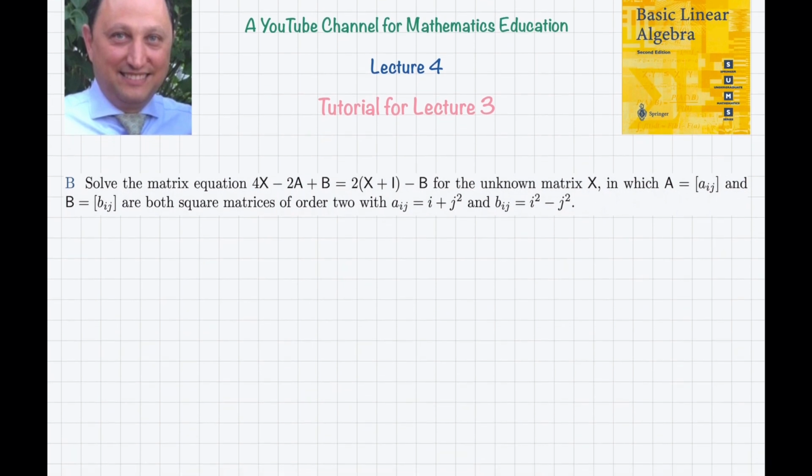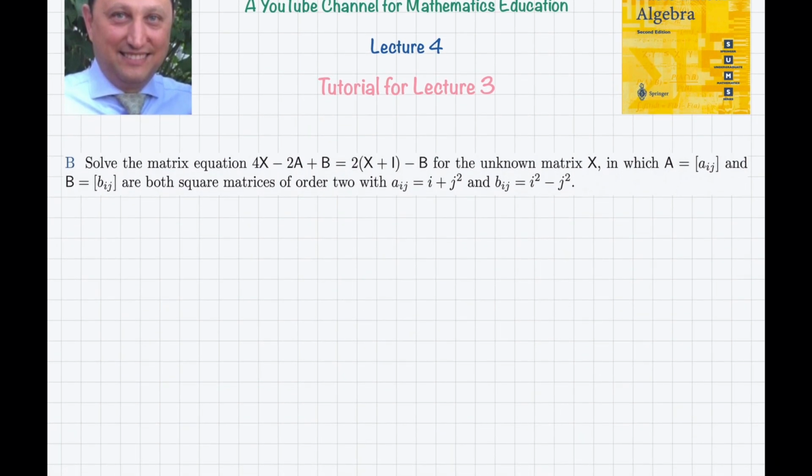Okay, so I would solve this problem just starting as if that's a normal equation for an unknown x. Yes, 4x minus 2a plus b is equal to, on the right hand side I multiply 2 inside. This is possible because of the properties of multiplication of a number by a matrix, which was called scalar multiplication, and then I have a minus b at the end.